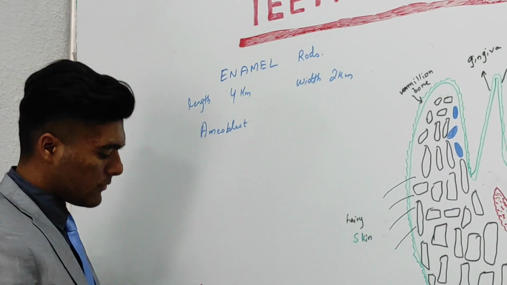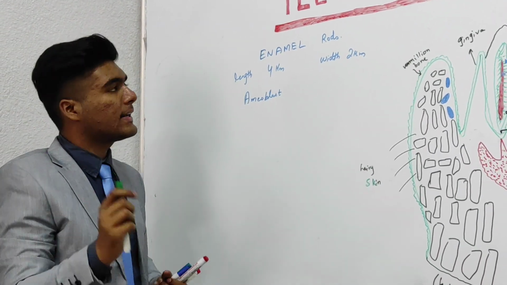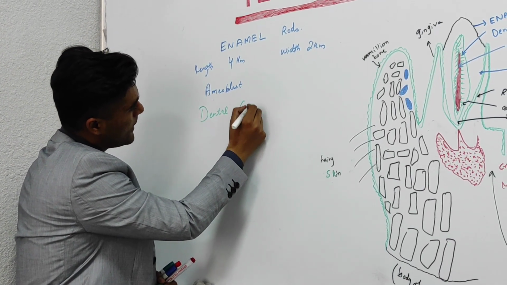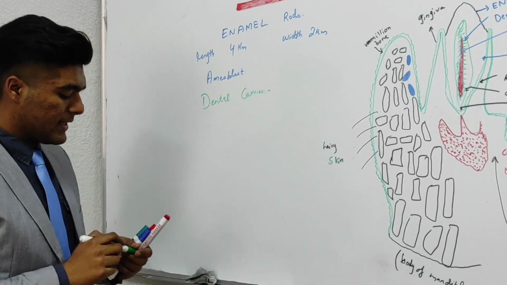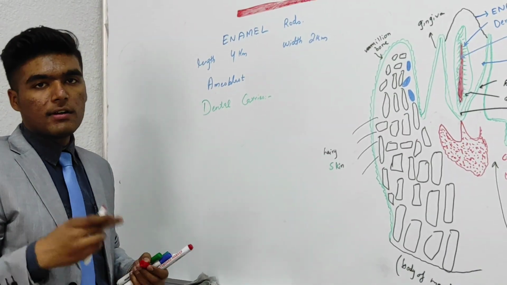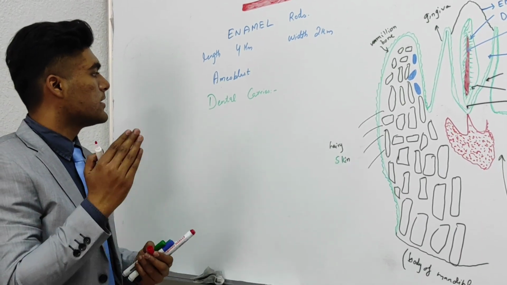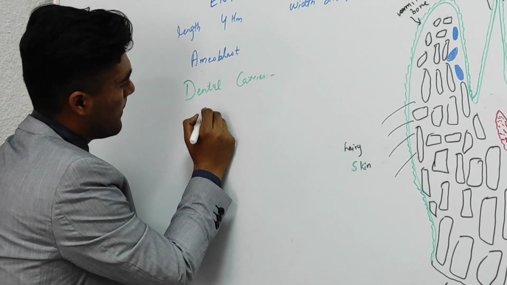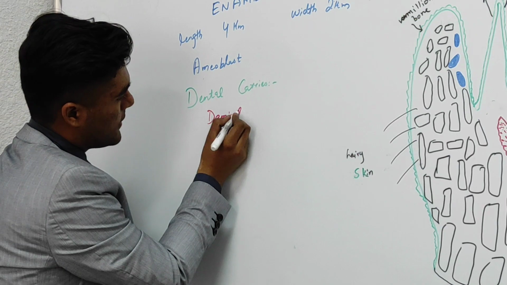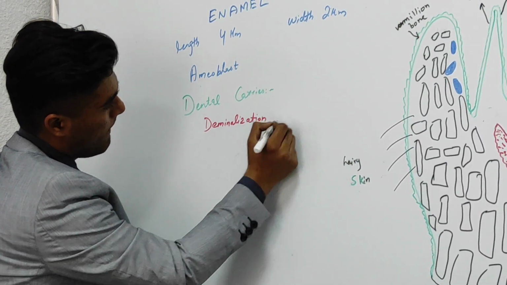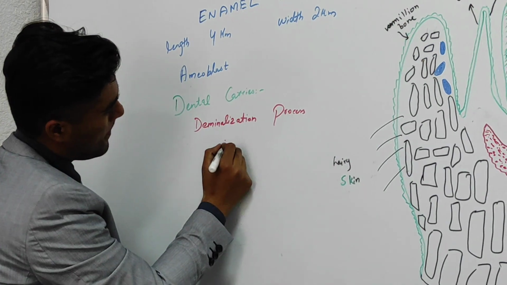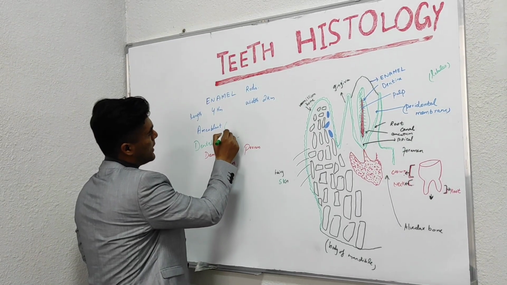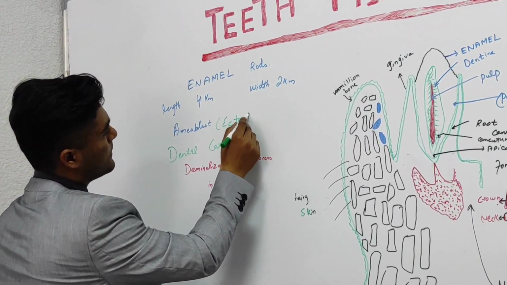Further discussing dental caries. Dental caries is basically the demineralization of our tooth. When our tooth starts demineralization and loses its strength, we say that we are going into a dental caries situation. Enamel rods are basically formed in the ectoderm by the ameloblast.